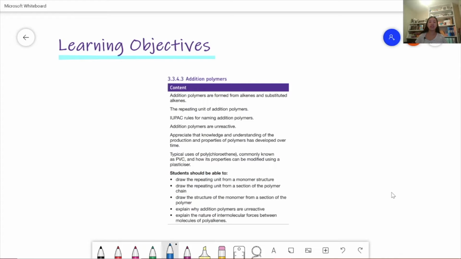We're then going to look at typical uses of polychloroethene, commonly known as PVC, and how its properties can be modified using a plasticizer. By the end, we should be able to draw the repeating unit from a monomer structure, draw the repeating unit from a section of the polymer chain, draw the structure of the monomer from a section of the polymer, explain why addition polymers are unreactive, and explain the nature of intermolecular forces between molecules of polyalkenes.